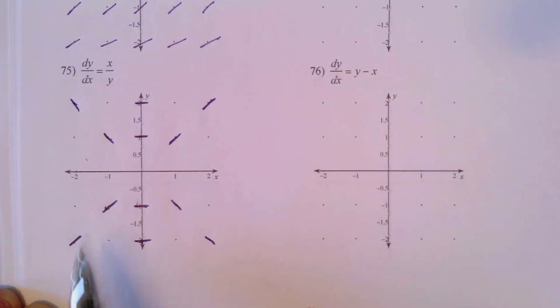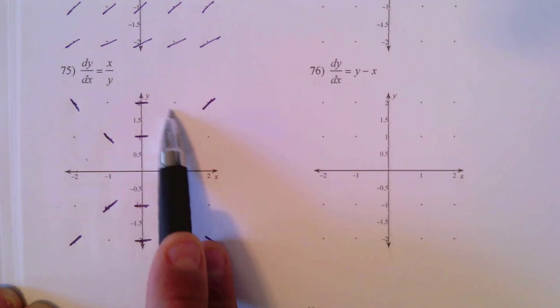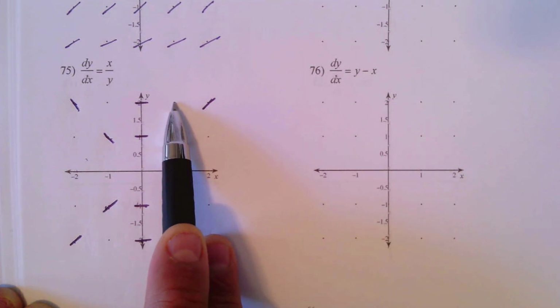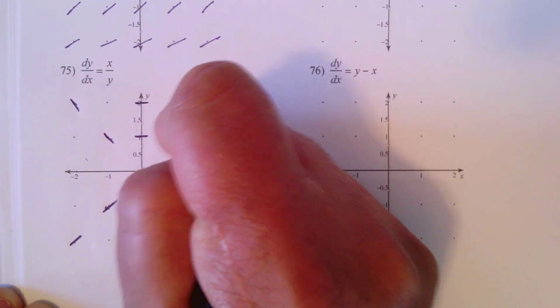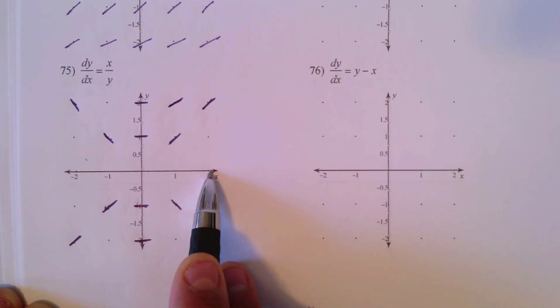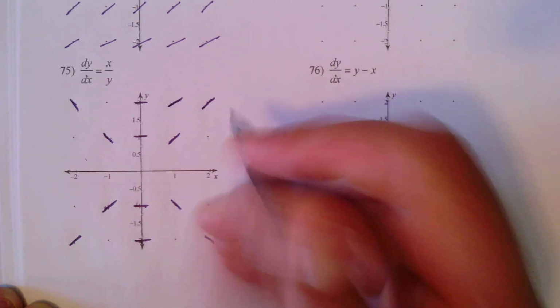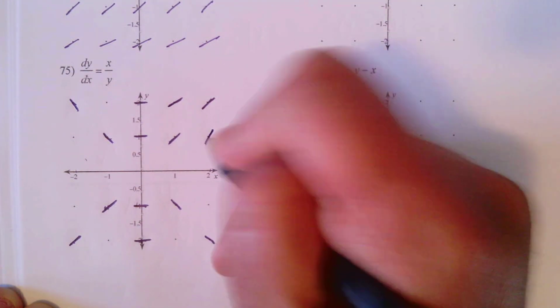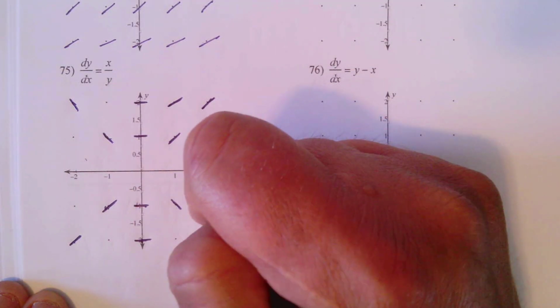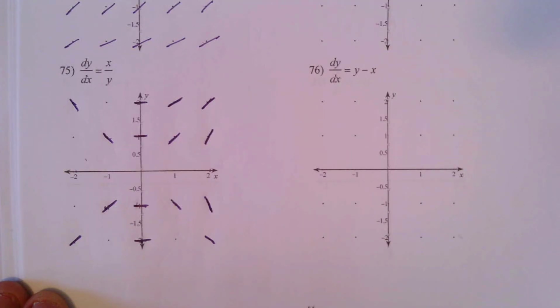Like here we see a pattern. Here we're going to see a pattern. So let's see, what is it going to do at this point? Well, here x is 1, y is 2. So the slope here would be 1/2. So it's going to look something like that. Here, x is 2, y is 1. So there, the slope would be positive 2. Down here, x is 2, y is -1. So it would be -2. So a little bit steeper going that way.